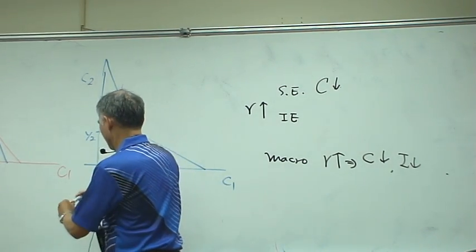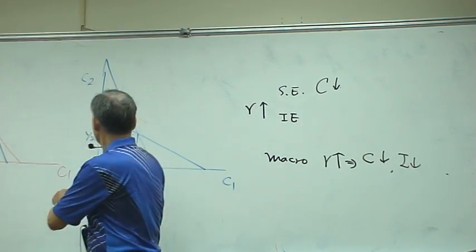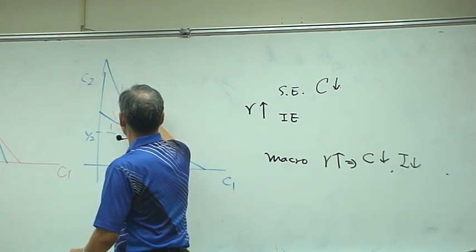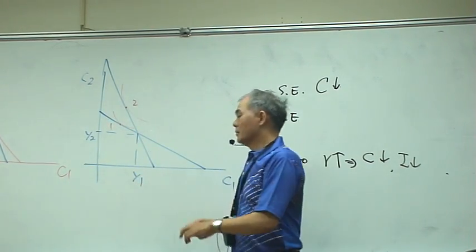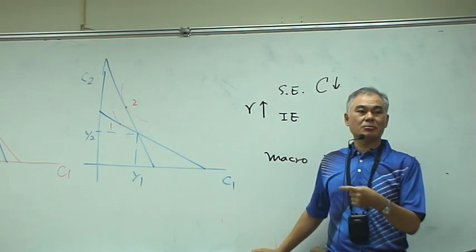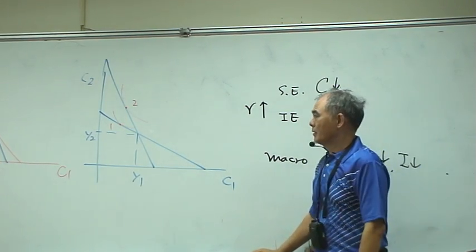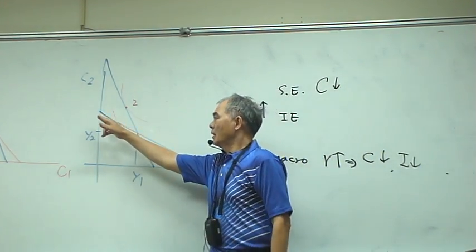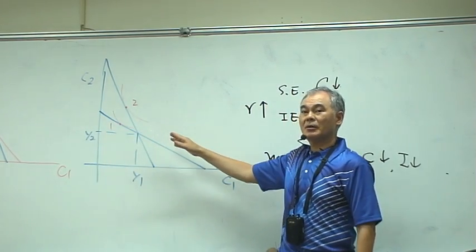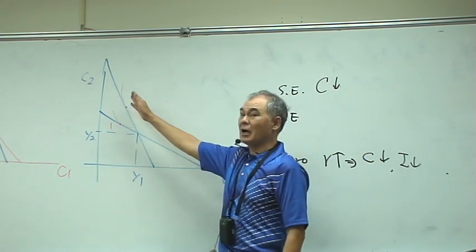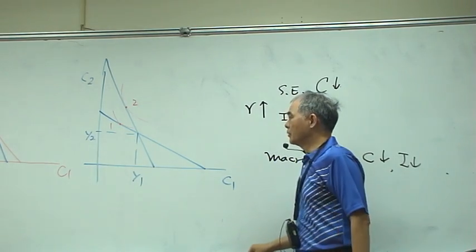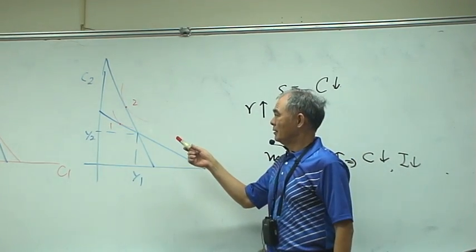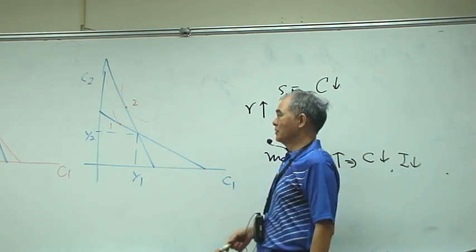So here is point 1. Here is point 2. Okay? So now we need to dissect the substitution effect and income effect. Let us say originally the interest rate is a little bit lower, and now the interest rate goes up. Okay? So how are we going to dissect the income effect and substitution effect?